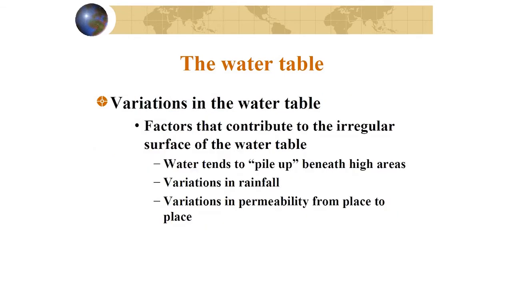And variations in the water table. Factors that contribute to the irregular surface of the water table are: water tends to pile up beneath high areas, that is, in large areas, water will be more. Variations in rainfall is another reason. When there is more rainfall, of course, we can expect more groundwater also. Variations in permeability from place to place is another reason. Even if enough rainfall is there, if the rock or the surface material is not permeable, the water will escape as surface runoff. No groundwater recharge will be there.